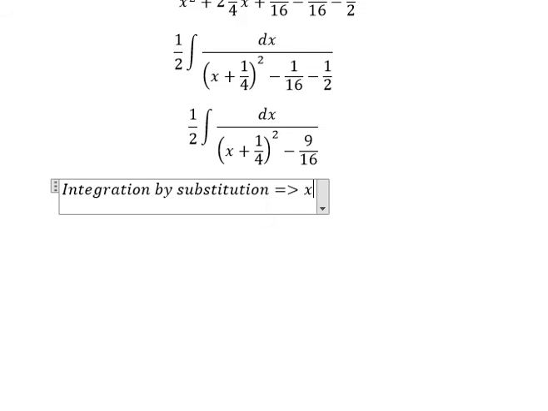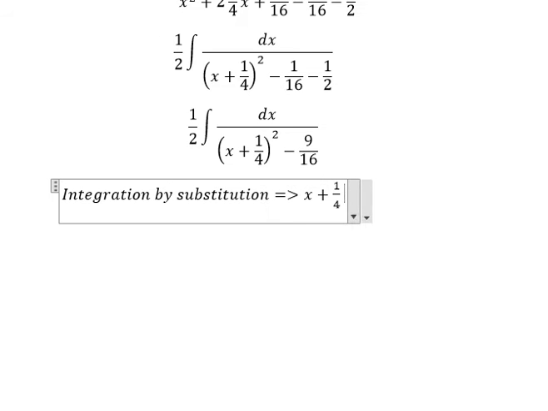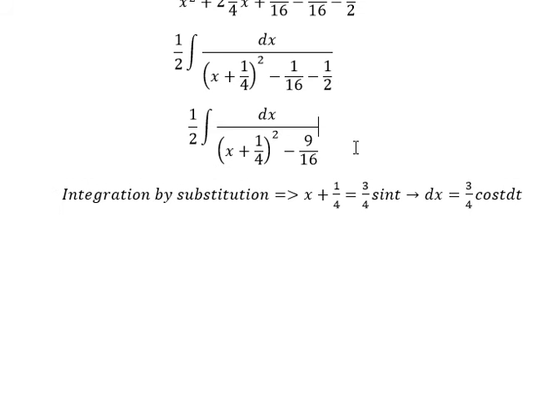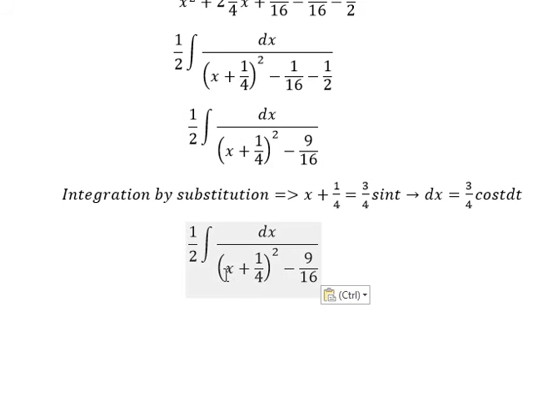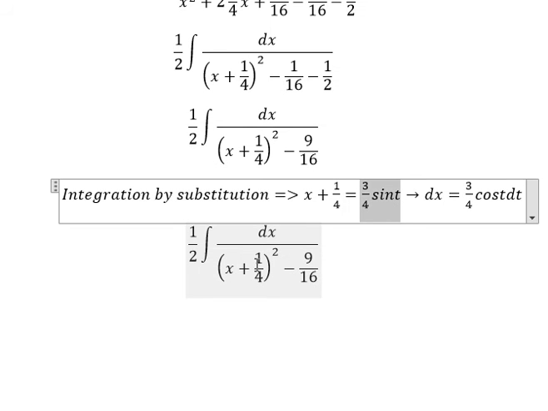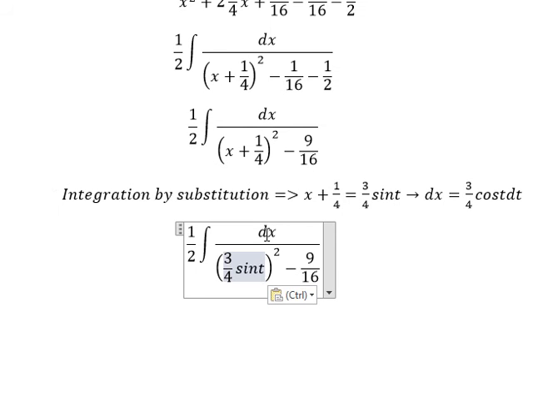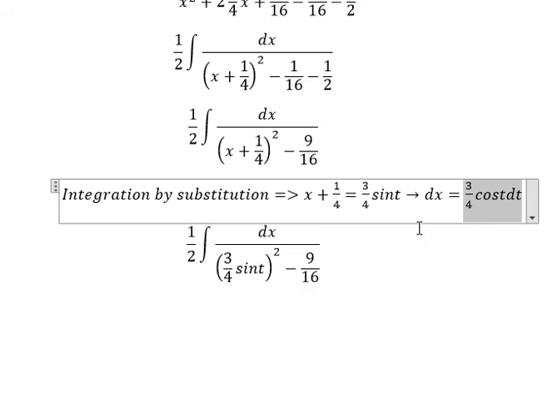So we have x plus 1 over 4 equal to 3 over 4 sine t. So we will have dx equal to 3 over 4 cosine t dt. Now we change x plus 1 over 4 into 3 over 4 sine t, and dx we change for this one.